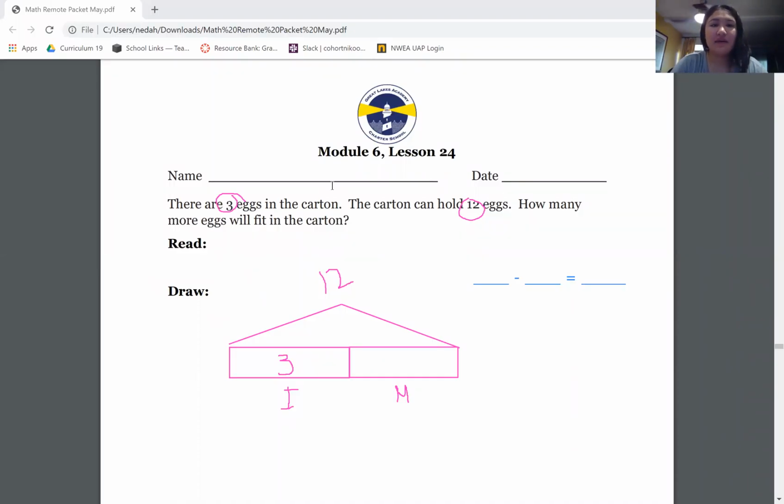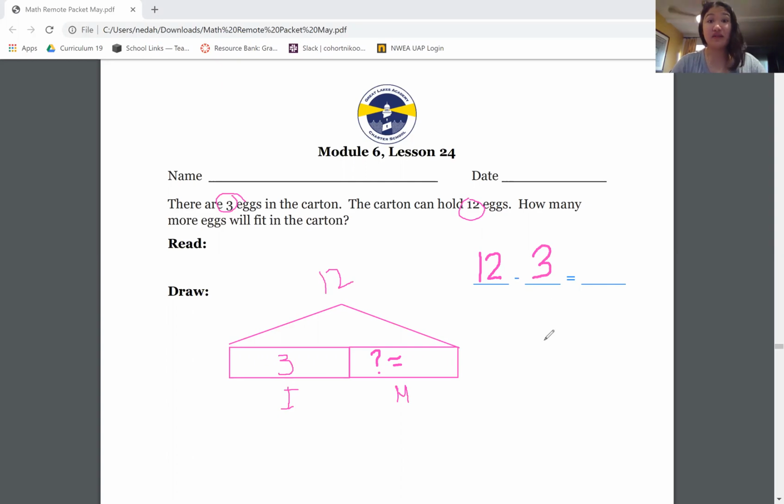So I know from the problem that there are 3 eggs already inside the carton. So one of my parts is going to be 3 and inside the carton. Now, the other part is a blank or a question mark, and that's how many more eggs will fit inside the carton, but we don't know it, so I put a question mark. I know that the total number of eggs that fits inside of my carton is 12 eggs. In a subtraction number sentence, we always start with the total, so I'm going to write the total first. Then the other part, which is 3.